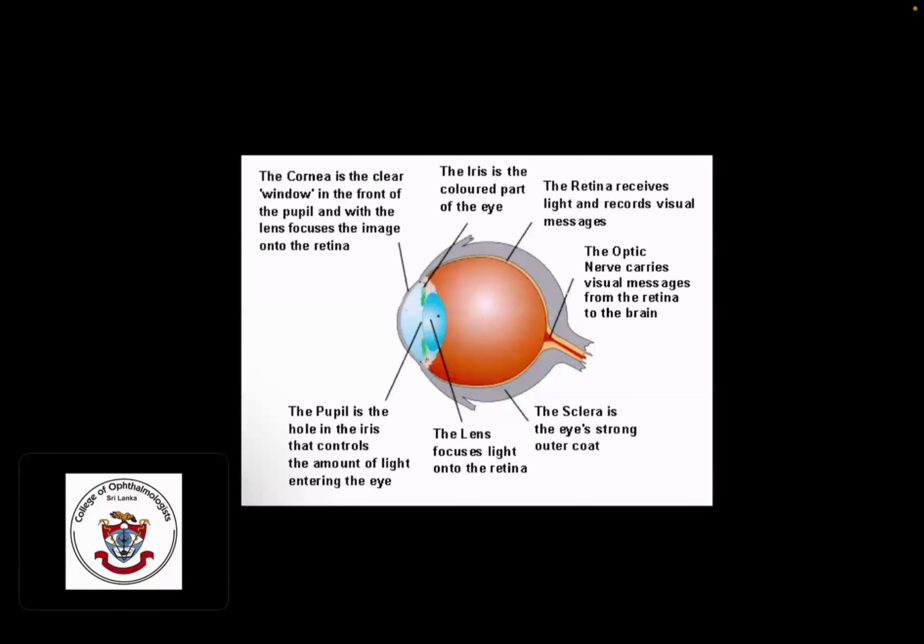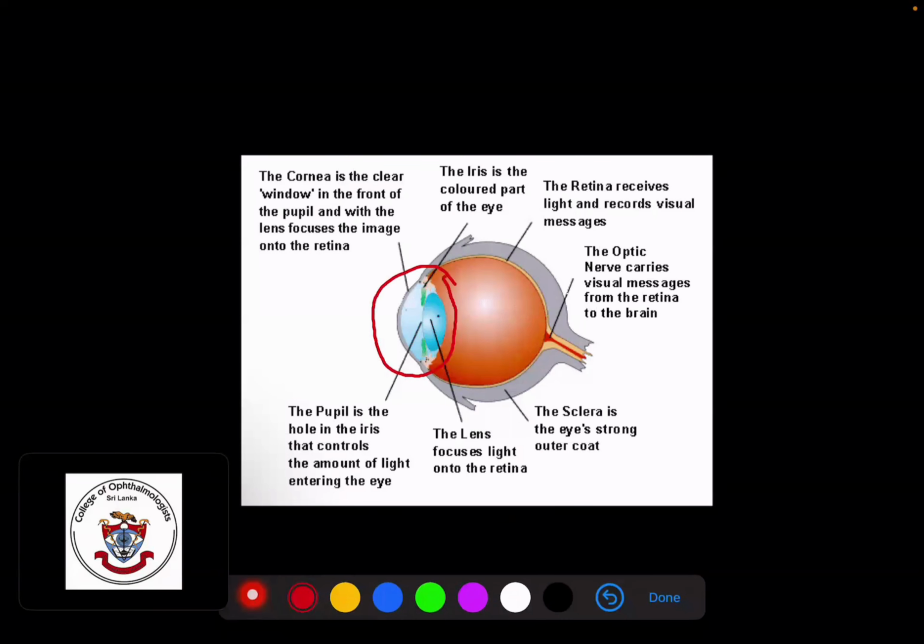So let's quickly go through the anatomy. The eye has basically two parts: the anterior part and the posterior part. The anterior part is what we call the anterior segment, and it has the lens located inside and also the cornea. And the fluid that bathes the anterior segment is watery, known as aqueous humor.